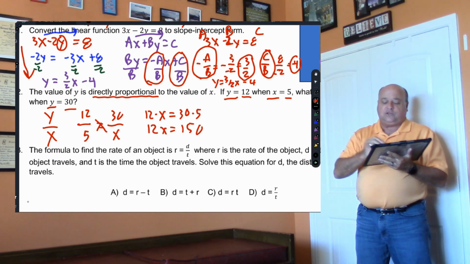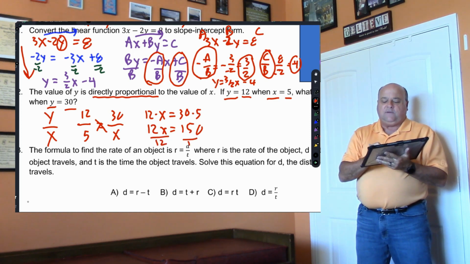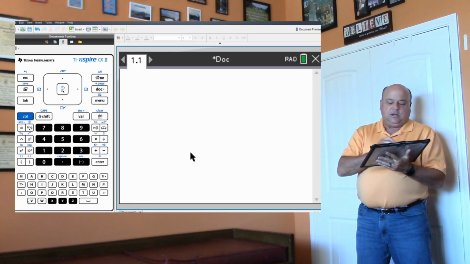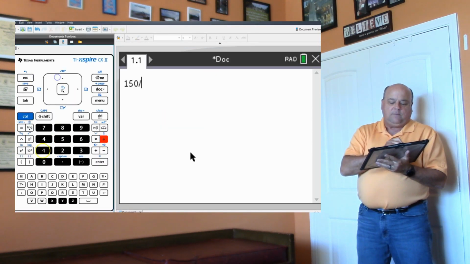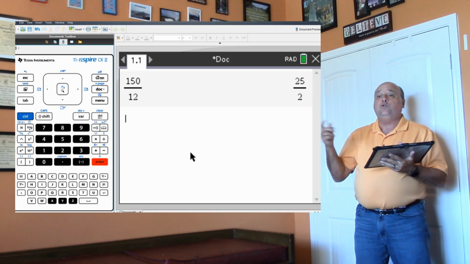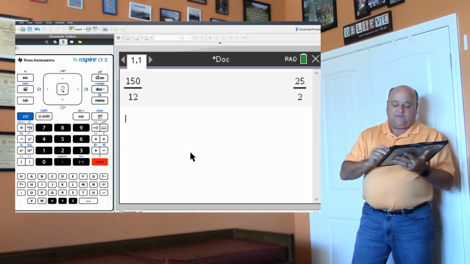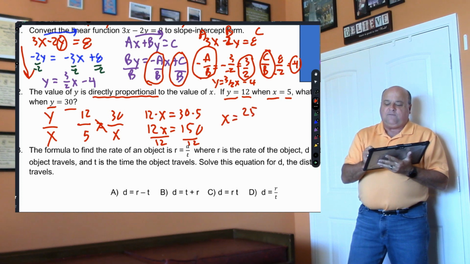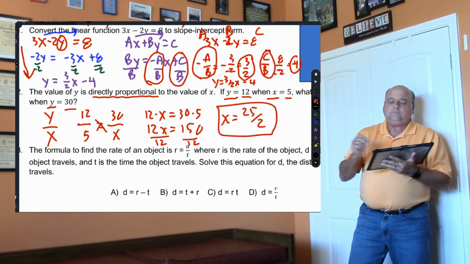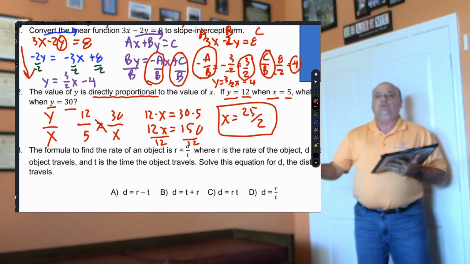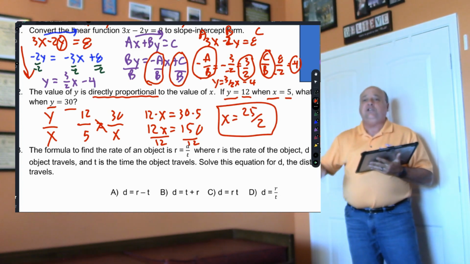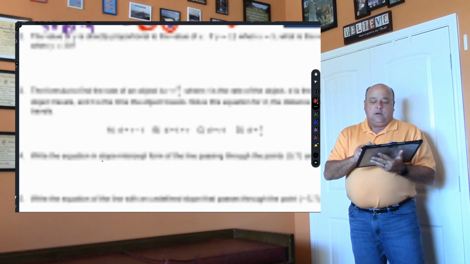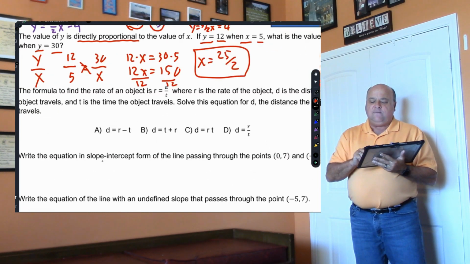This won't divide evenly, so we're going to leave our answer as a fraction. We're going to divide by 12. I'm going to get my calculator, and we need to do 150 divided by 12. We would get 25 over 2, or 12.5. We're going to leave it as 25 over 2. So x is going to be 25 over 2. So in a problem that says directly proportional or direct variation, you're going to set up a proportion and solve for it. Number 3, fun.